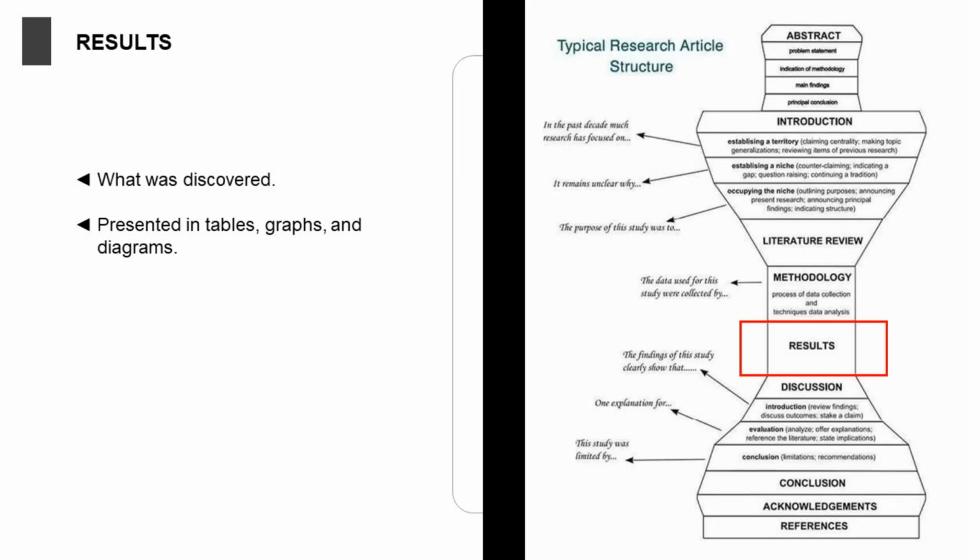Results. After the methods, we move to the results section, where the authors describe what was discovered. This is typically presented in the form of tables, graphs, and charts. The results are factual and free of interpretation at this stage.